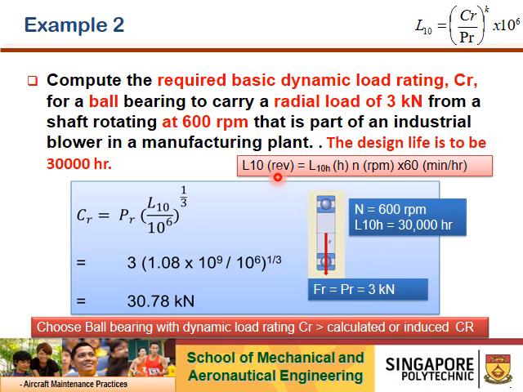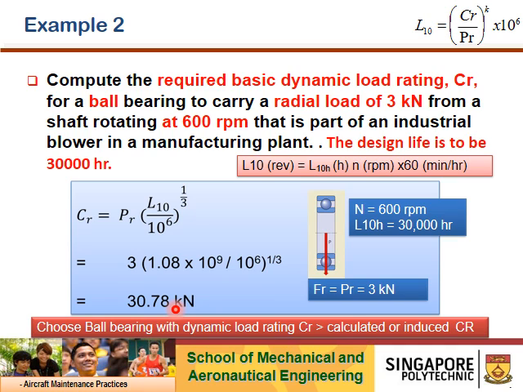I already mentioned how I get my L10 in revolutions. So what I need to do is substitute in my PR, which is 3 kilonewton. My L10 is 1.08 times 10 to the power of 9. If you multiply 30,000 times 600 times 60, you will get this value, 1.08 times 10 to the power 9, divided by 10 to the power 6, to the power of 1 over 3. Then you punch in the numbers and you will get 30.78 kilonewton. This is your calculated CR.